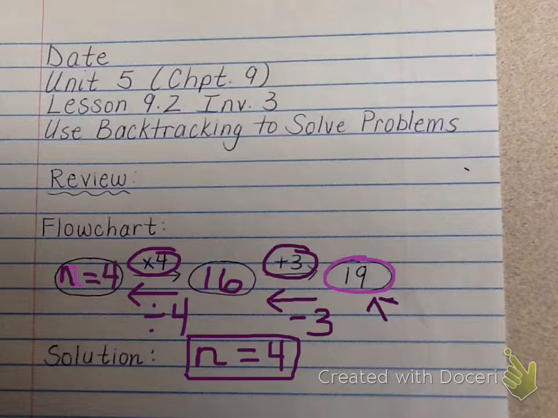Of course, you can check to see if n is a solution by going forward in the flowchart, or you could come up with the equation for this flowchart and then plug it in using substitution. We're going to move on for now. If you'd like to check your work, you may do so now.